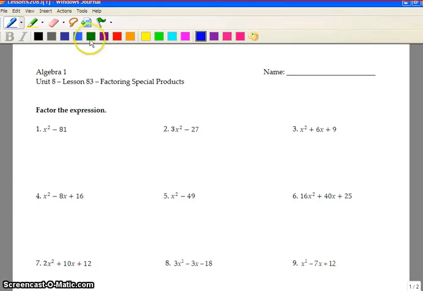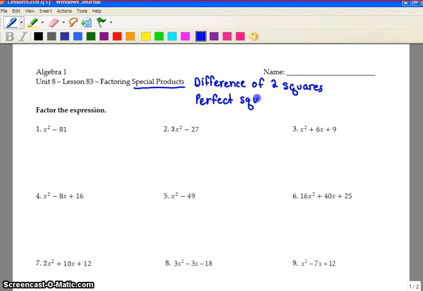The two types of special products we talked about were a difference of two squares and perfect squares. What I'm going to look at is a few examples of differences of two squares. They're easier, they're quicker, and we can go through a few at the same time here. We'll start with question number 1.